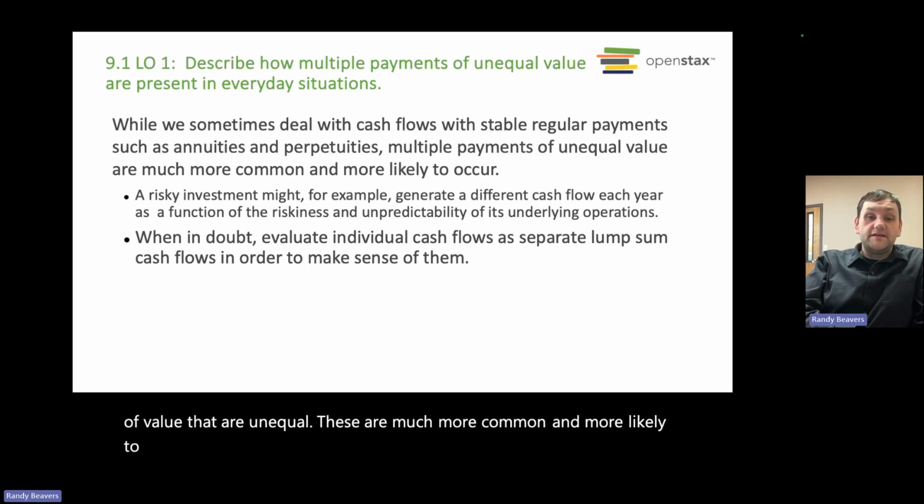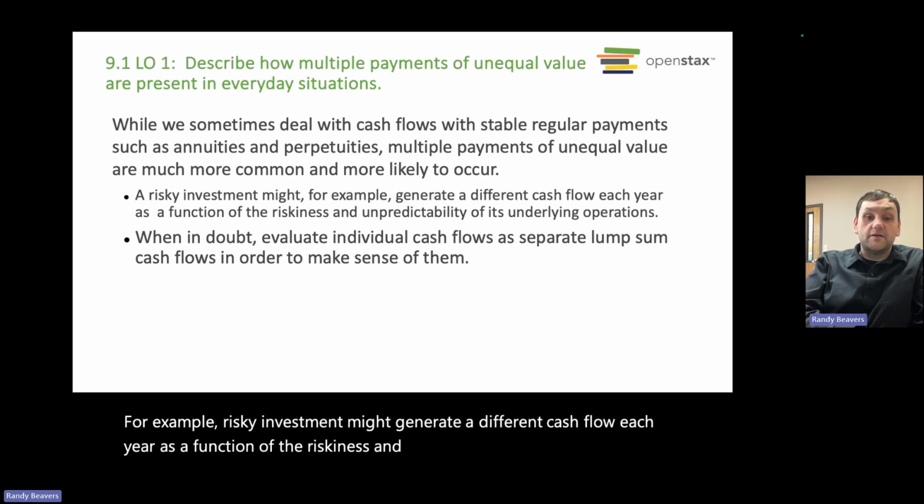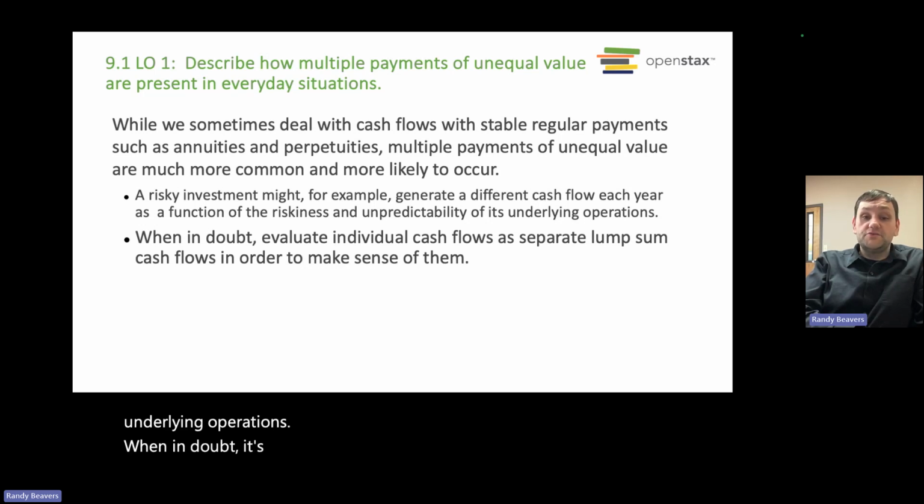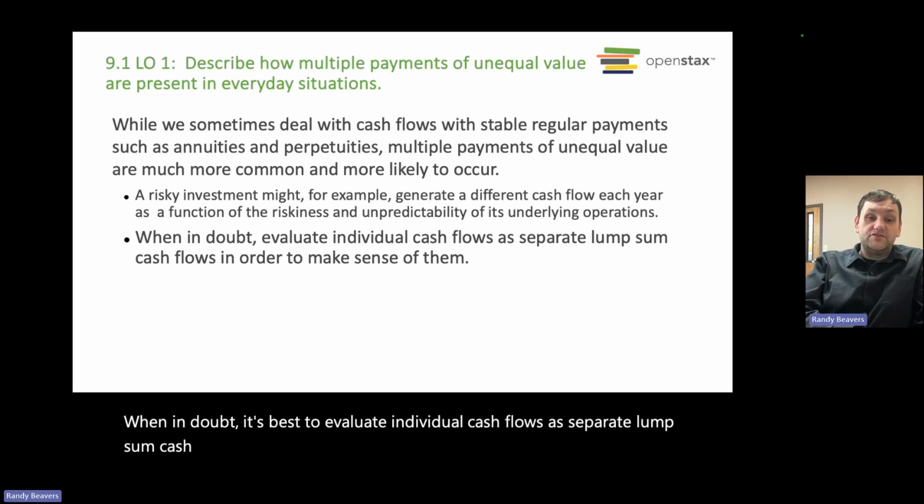For example, a risky investment might generate a different cash flow each year as a function of the riskiness and unpredictability of its underlying operations. When in doubt, it's best to evaluate individual cash flows as separate lump sum cash flows, as we did 2 lectures ago, in order to make sense of them.